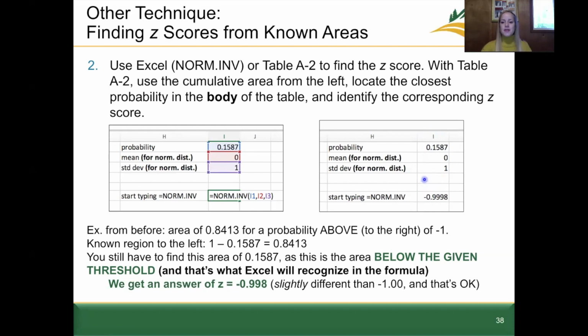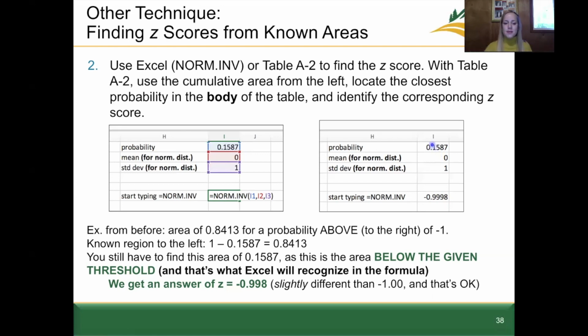Now we know from the table that a probability value of 0.1587, that cumulative area to the left, has a corresponding z-score of -1. Excel told us the z-score is -0.9998. That's essentially -1. They're very similar, they're slightly different, and that's okay. An important thing to recognize with this normal inverse function is that whatever probability we plug in here, Excel will compute the z-score as if this probability is the area under the curve cumulative from the left. It's always in reference to the cumulative area from the left.